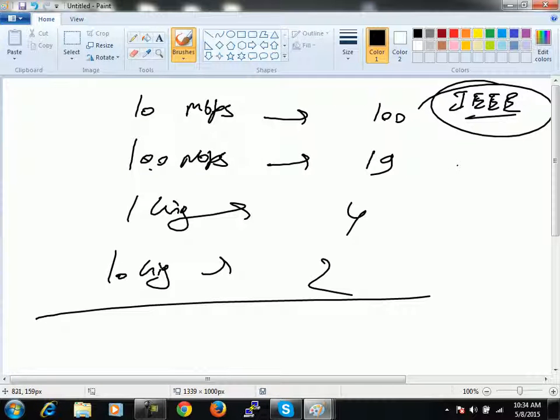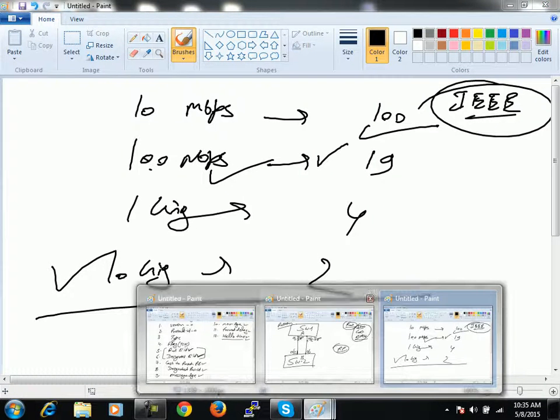If your link has 10 Mbps bandwidth, the default cost will be 100. 100 Mbps interfaces will have a default cost of 19. 1 gig interfaces will have a default cost of 4, and 10 gig interfaces will have a default cost of 2. So you must remember all these things.